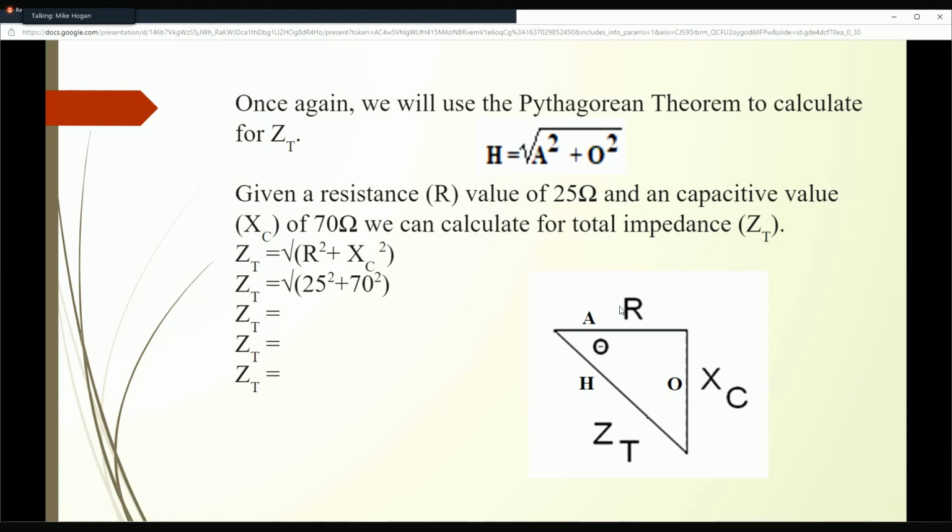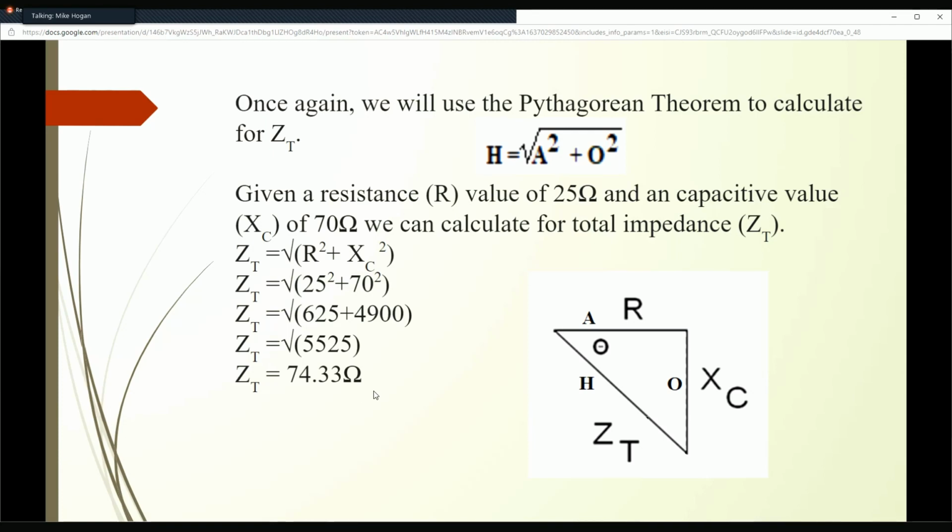And what you're going to see is, once again, the x-axis and the y-axis. Pythagorean's theorem: a squared plus b squared equals c squared, or R squared plus X of C squared equals Z squared. And here we had values of 25 and 70, so we did a little bit larger values here: 625 and 4,900, 5525, for a total of 74.33.